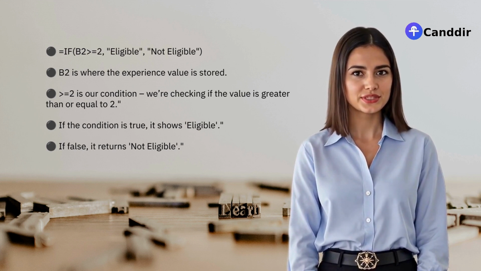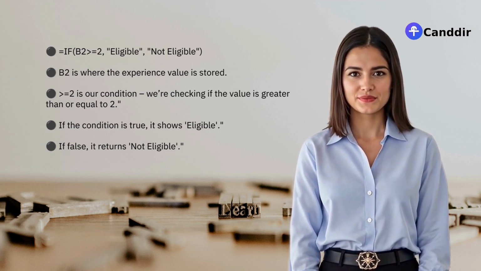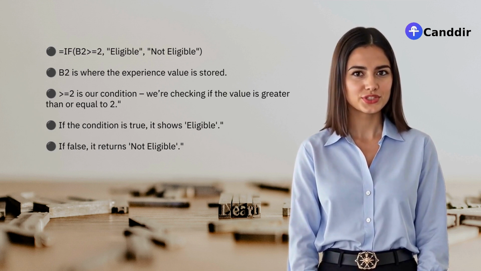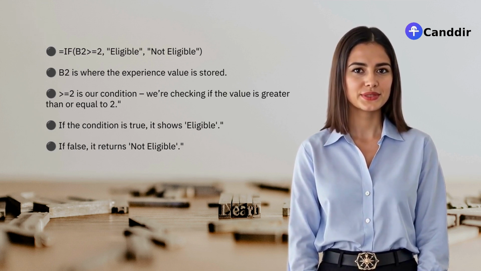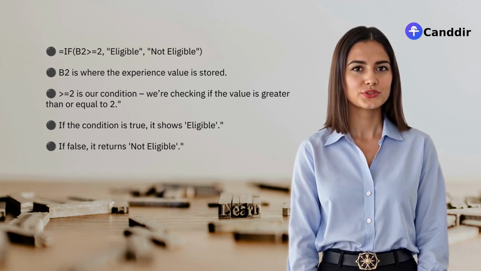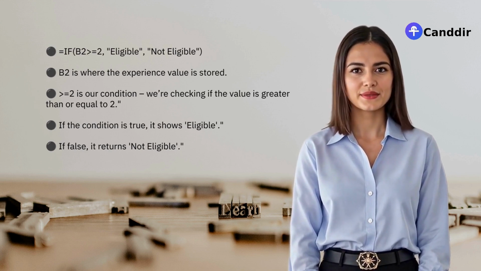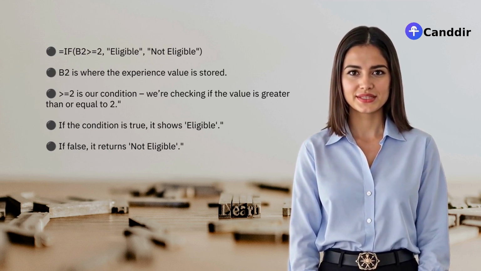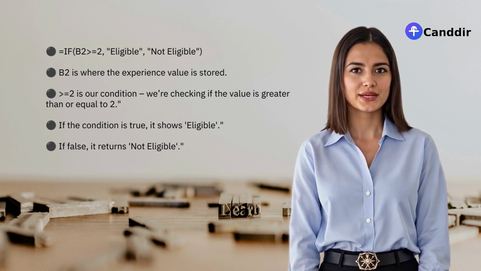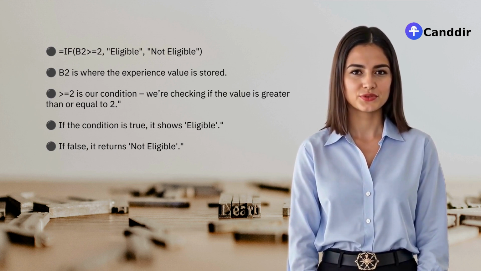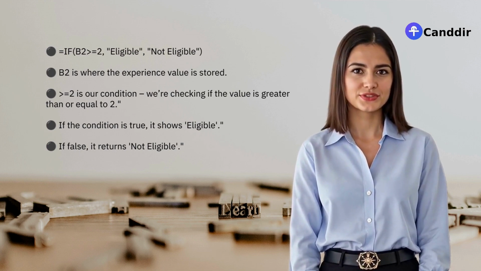B2 is where the experience value is stored. Greater than or equal to 2 is our condition. We're checking if the value is greater than or equal to 2. If the condition is true, it shows eligible. If false, it returns not eligible. This makes it easy to apply eligibility rules across thousands of records instantly, perfect for benefits, appraisals, or policy checks.